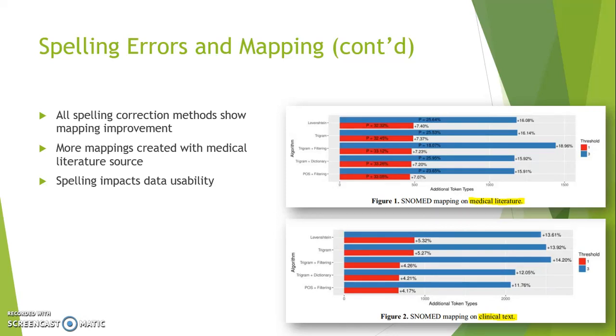The most important observation from these graphs is that there was a positive percentage increase in every algorithm or method that the authors used to map misspellings in their sample of clinical text. Another important result is that the number of mapped terms is greater using the medical literature source than the clinical text source, as seen by the higher percentages on the top graph than the bottom graph. These results show the impact that spelling can have on the reusability of data.